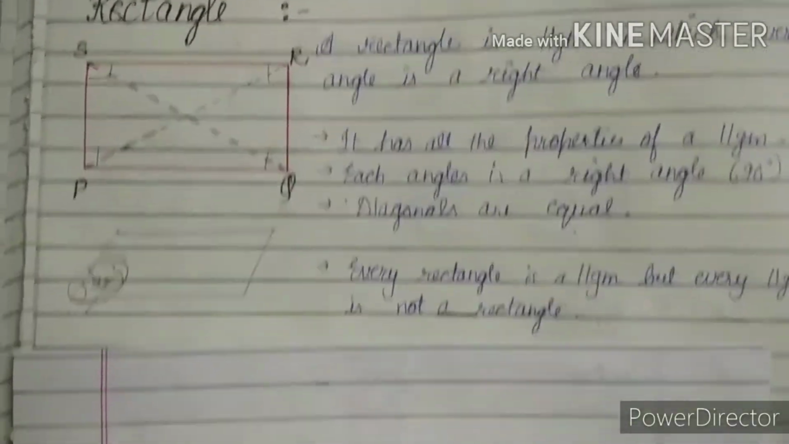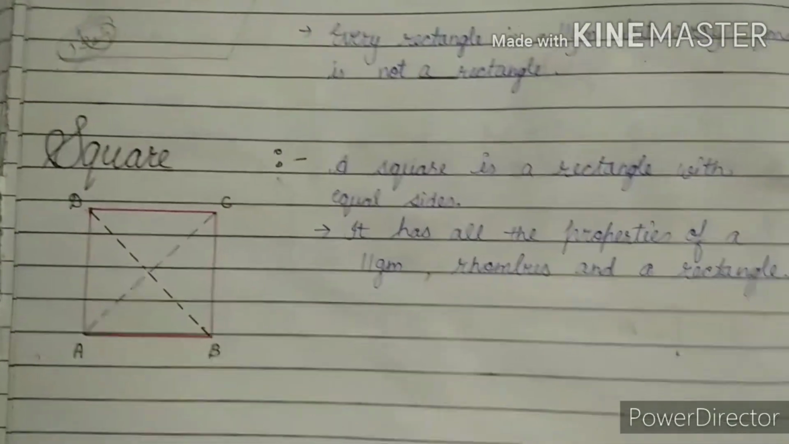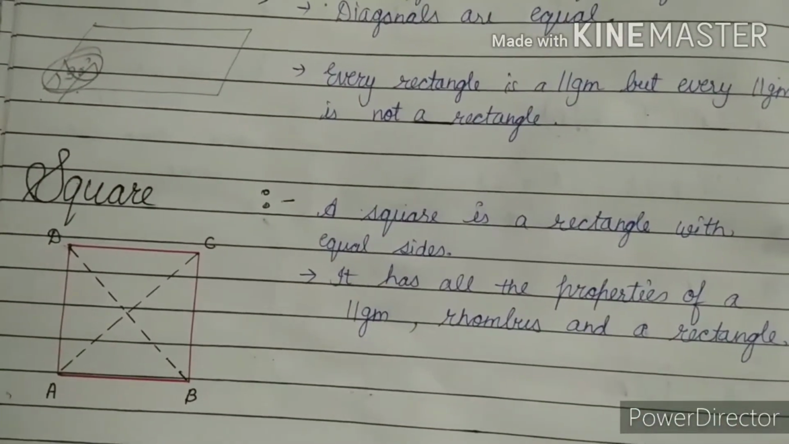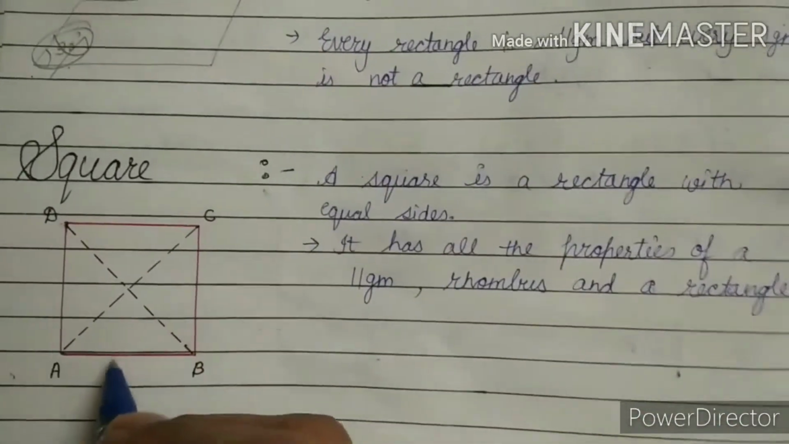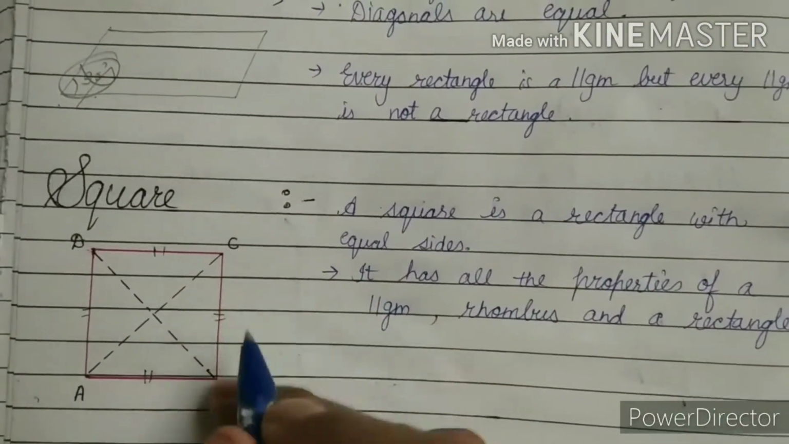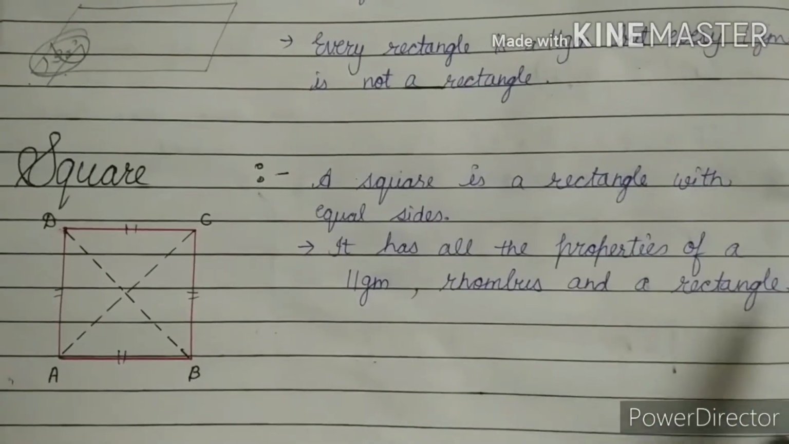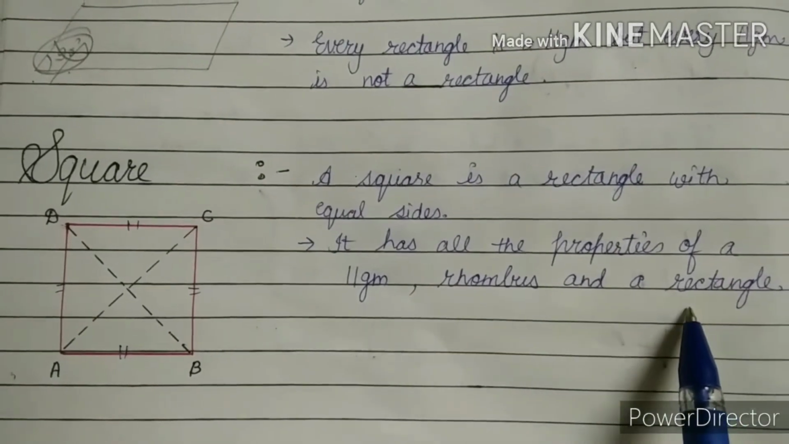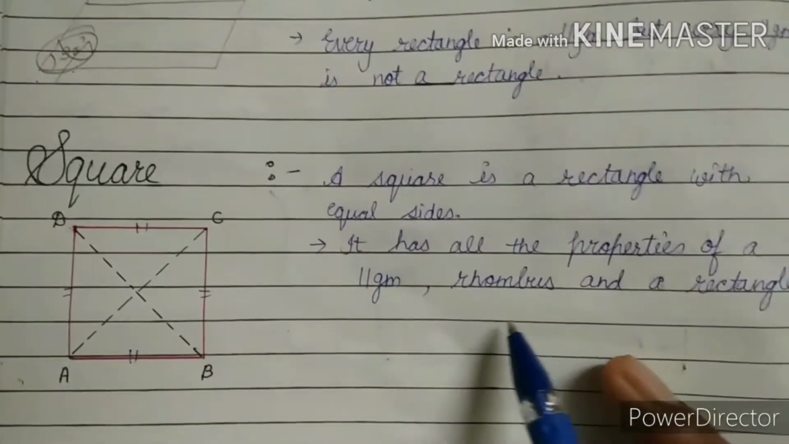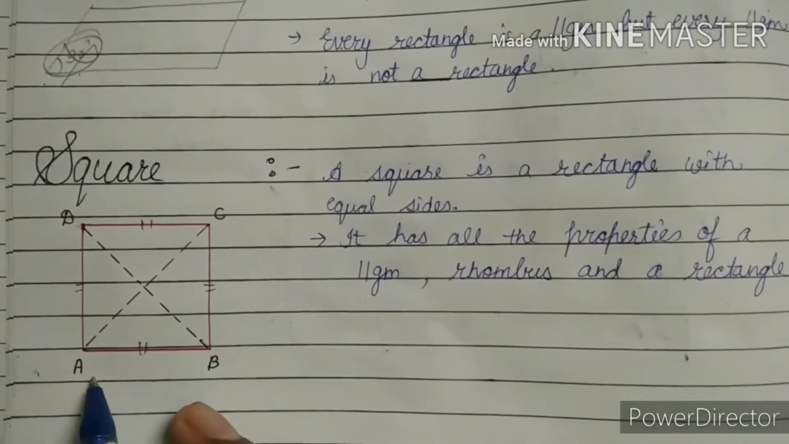Now the next parallelogram is a square, which we already know from the small classes. A square is a rectangle with equal sides. It means all its sides are equal to each other: AB is equal to BC is equal to CD is equal to DA. It has all the properties of the parallelogram, rhombus and rectangle. It means all the properties satisfied for the parallelogram, rhombus and rectangle are satisfied for the square also.